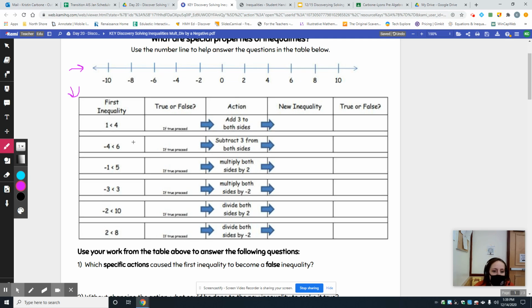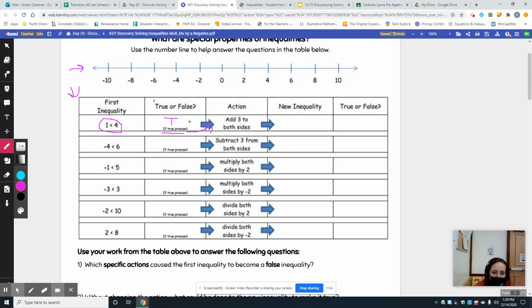So let's look at our first inequality. Our first inequality is 1 is less than 4. We need to decide if this is true or false. Well, 1 is indeed less than 4, so that is true. Notice here, if it's true, we proceed to the next step. If this were false, we would stop right here.